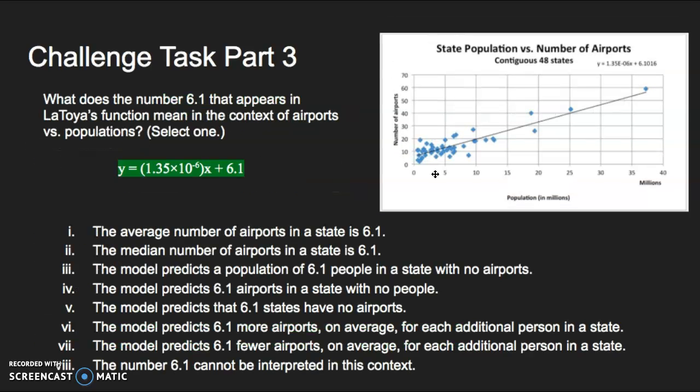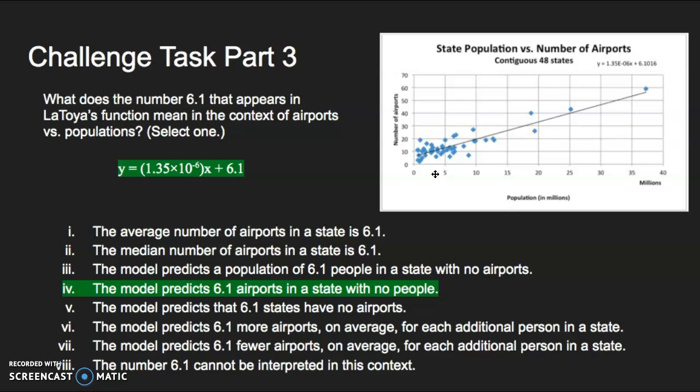And finally, part 3. What does the number 6.1 that appears in Latoya's function mean in the context of airports versus populations? So remember, the equation was y equals 1.35 times 10 to the negative 6 power, all times x plus 6.1. So go ahead and pause.